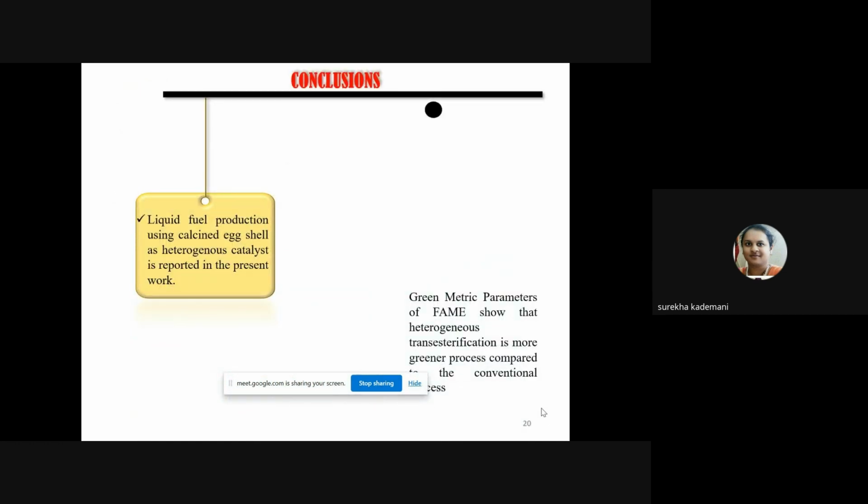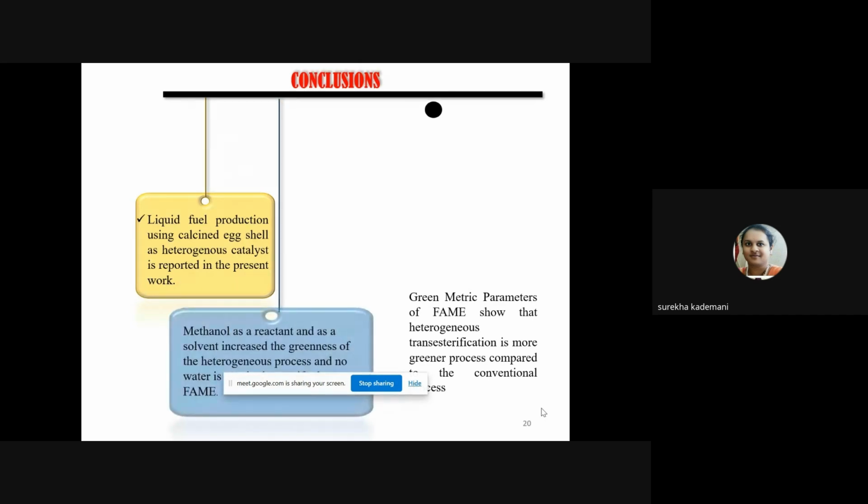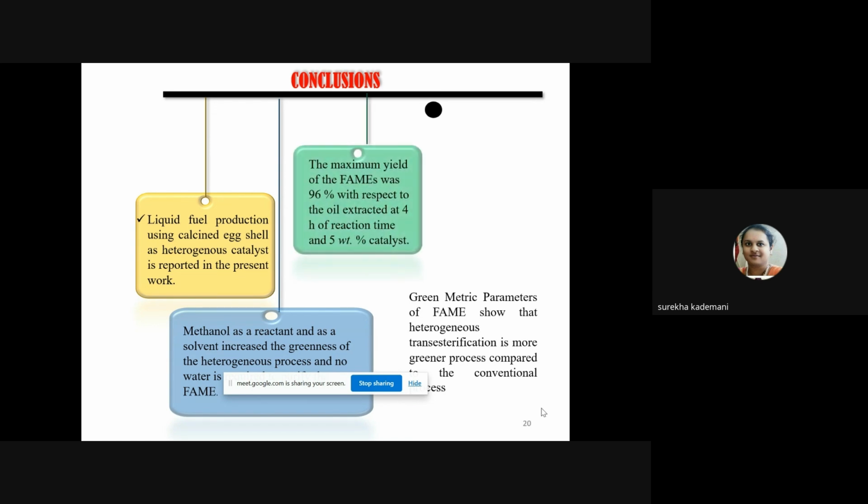Conclusion: liquid fuel production using calcined eggshell as a heterogeneous catalyst is reported in the present work. Methanol as a reactant and eggshell as a catalyst have increased the greenness of the heterogeneous transesterification. No water is needed for the purification of the synthesized liquid fuel. The maximum yield of liquid fuel was 96% with respect to oil extracted at 4 hours of reaction time and 5% weight catalyst.